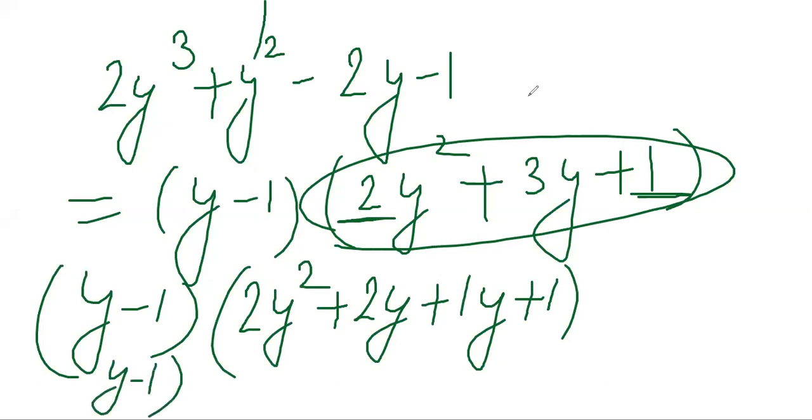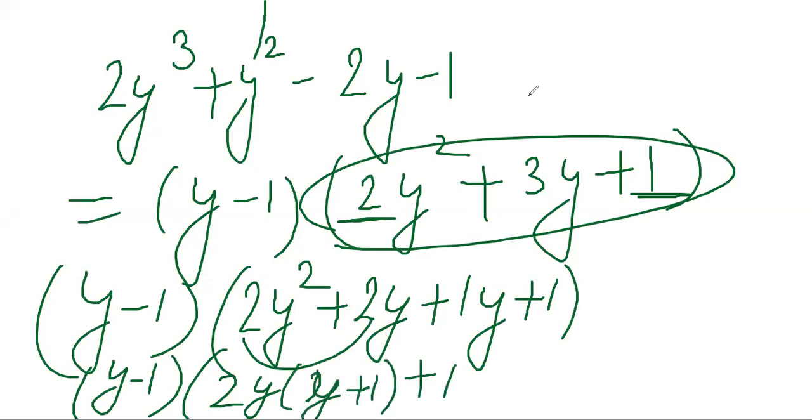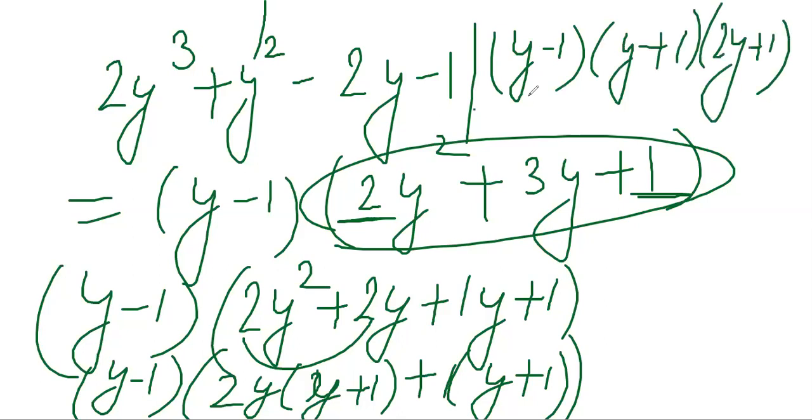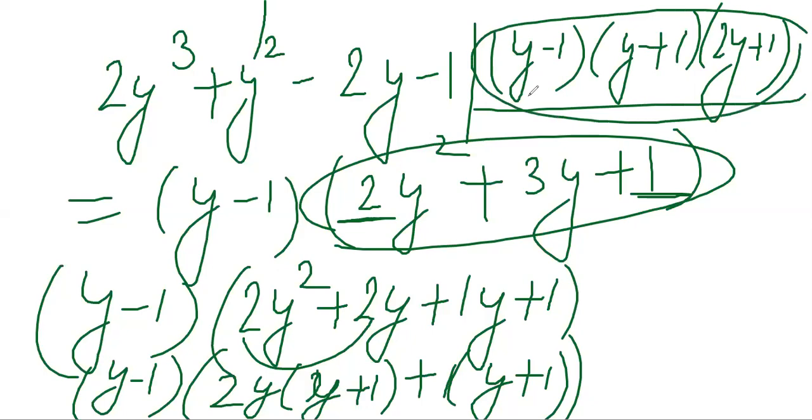y minus 1 into, we will take 2y common here. What is left inside? y plus 1. 1 common, y plus 1. So what are the factors here? y minus 1, y plus 1 and 2y plus 1. These three are the factors of the given polynomial.